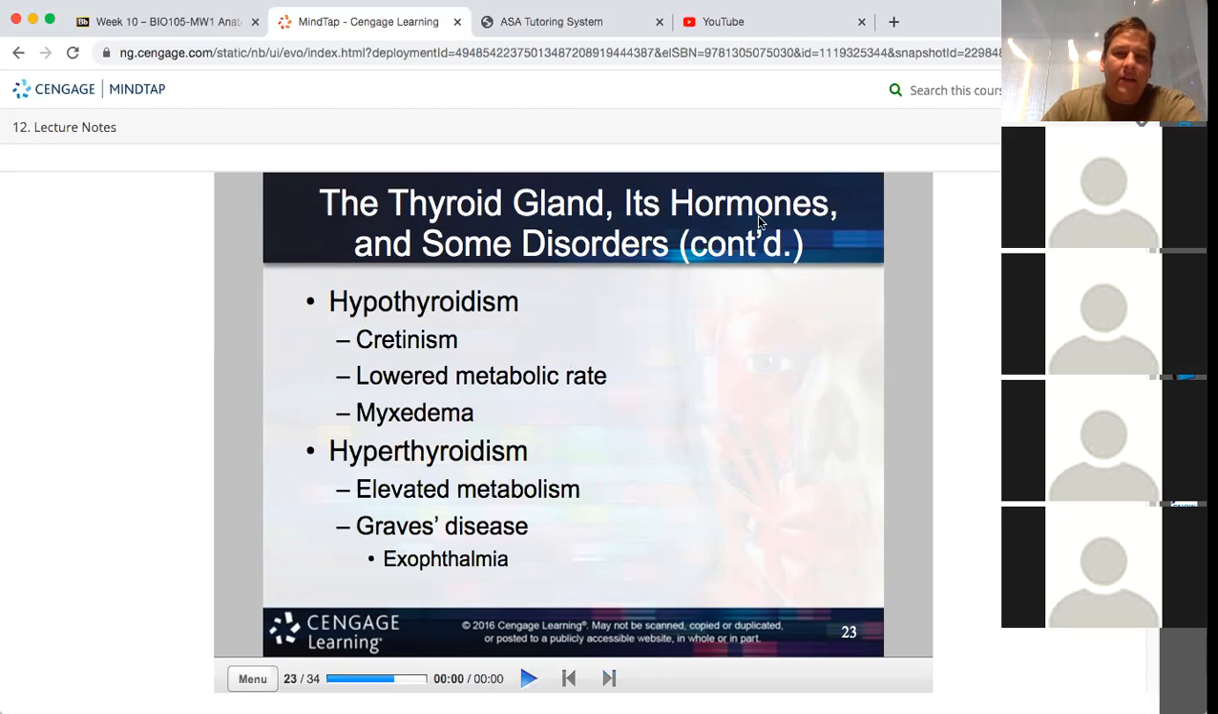The thyroid gland and its hormones and some disorders. Continuing with this, in hypothyroidism one of the consequences is cretinism. You have a lower metabolic rate and myxedema. Hyperthyroidism is an elevated metabolism. You can develop Graves' disease and exophthalmia, like big eyes.